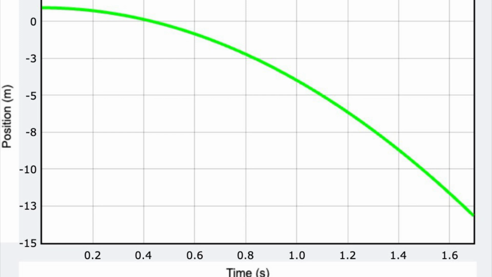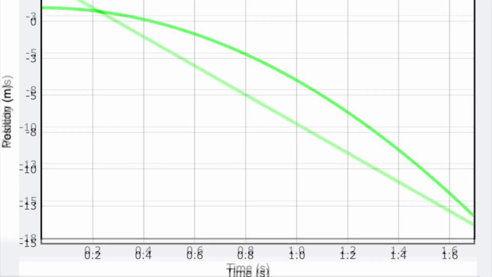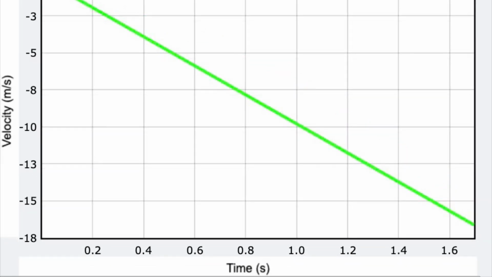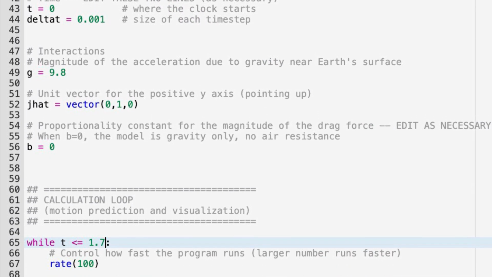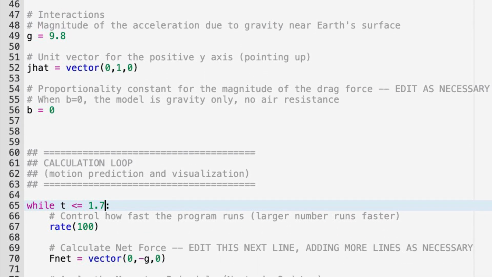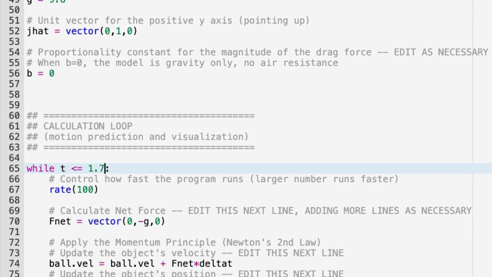And as we can see, the longer time goes on, the more steadily the slope increases on the position versus time graph. And this is the velocity versus time graph. And as we can see, velocity is a constant increase, and that is because there is a constant acceleration of gravity on the system.